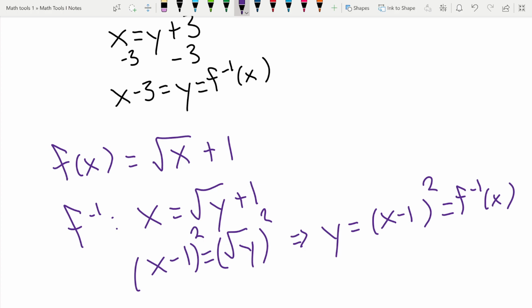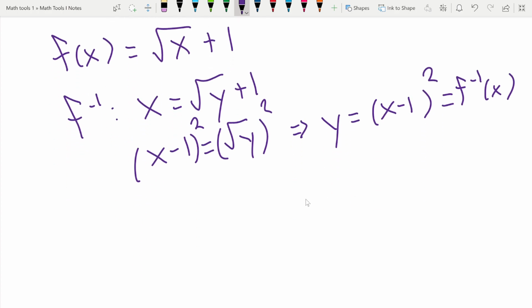Okay, and of course it's good practice to verify that they are indeed inverses of each other at this point. But it's okay, you don't necessarily have to do it every time. It's just a way to make sure that your steps were correct.